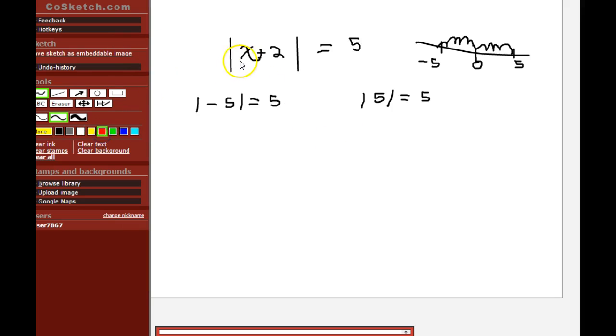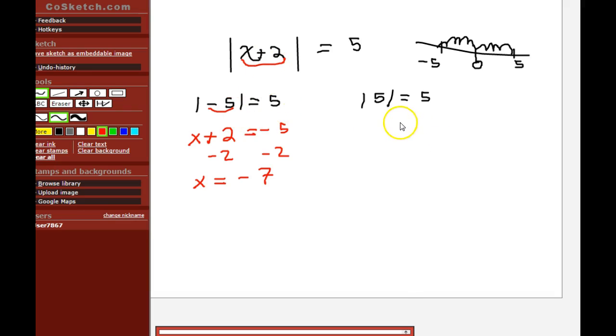So now watch this. We take what's inside of the absolute value and set it equal to -5. So x plus 2 is equal to -5. Subtract 2 from both sides. So x is equal to -7. Let's check that. If it's -7 and you add 2, you get -5. The absolute value of -5 is 5, so that works perfectly.